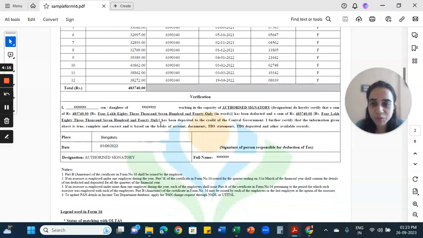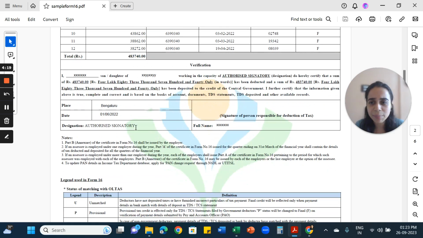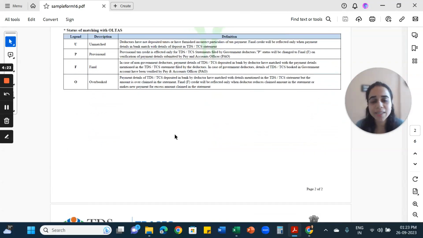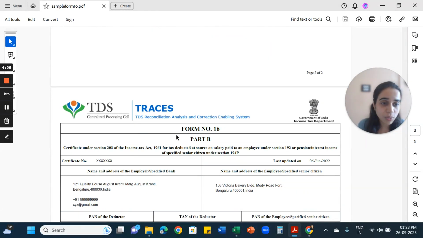They have different details. There is verification of the name, place, designation, etc. Alright, now coming on to part A, which included the name and address of the employer, TAN and PAN of the employer, PAN of the employee, and a summary of all the tax deducted, which is quarterly.